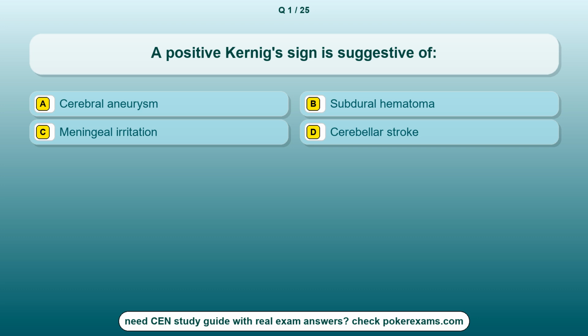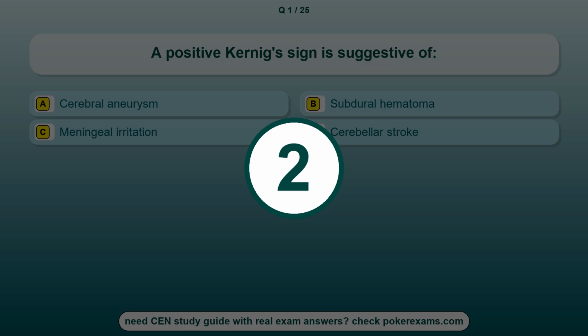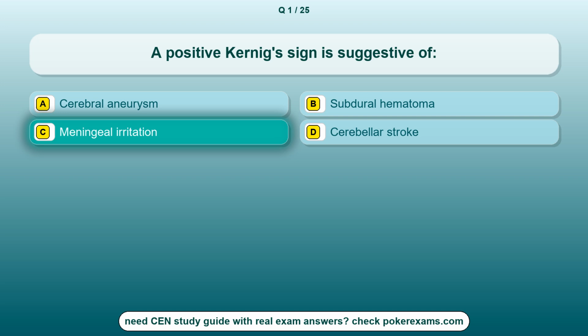Question 1. A positive Kernig's sign is suggestive of Option A, a cerebral aneurysm. Option B, subdural hematoma. Option C, meningeal irritation. Option D, cerebellar stroke. The correct answer is option C, meningeal irritation.